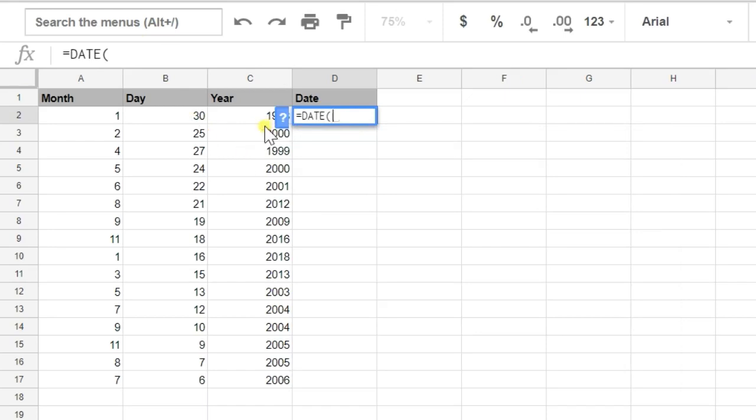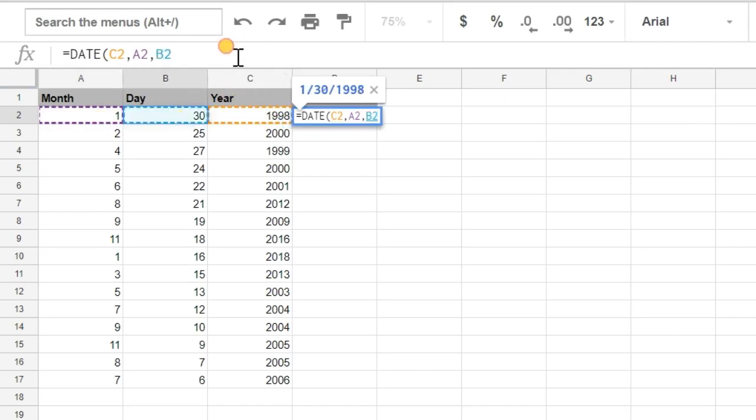And the first thing that I need to do is I need to find the year. Well, the year corresponds to C2. Secondly, I need to find the month. And lastly, I need to put in the day. So I close the bracket.